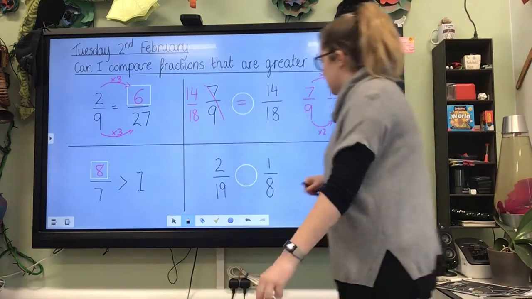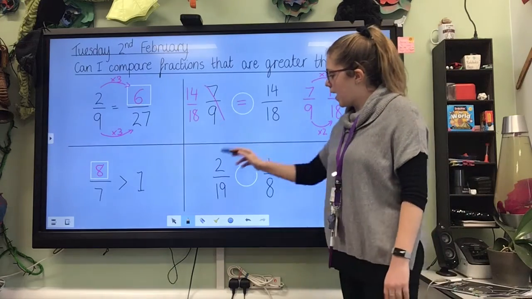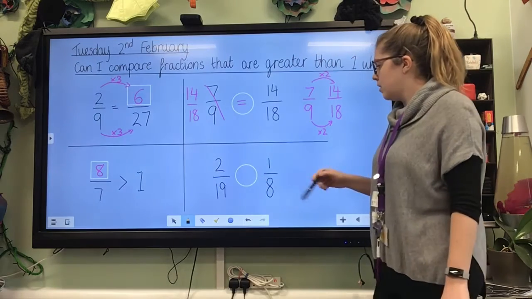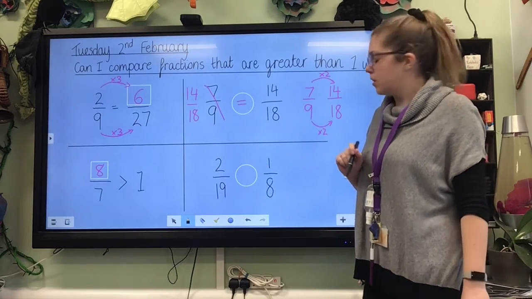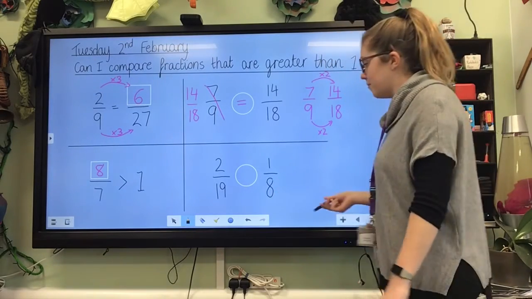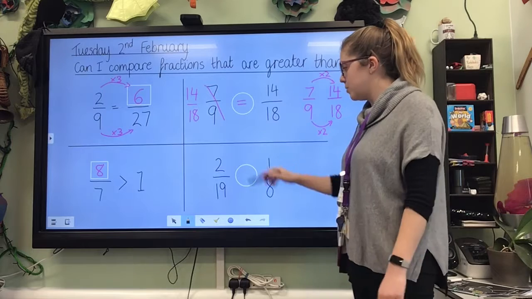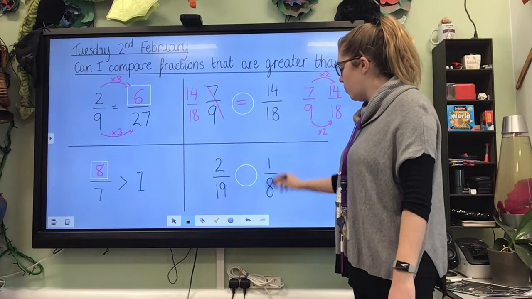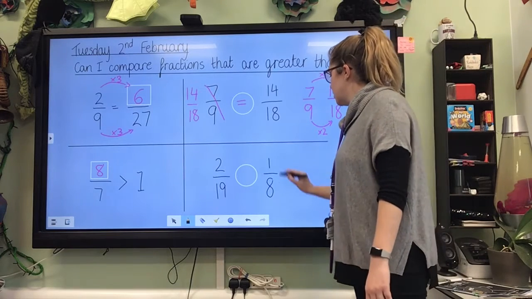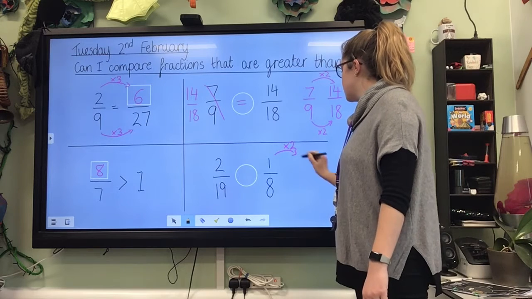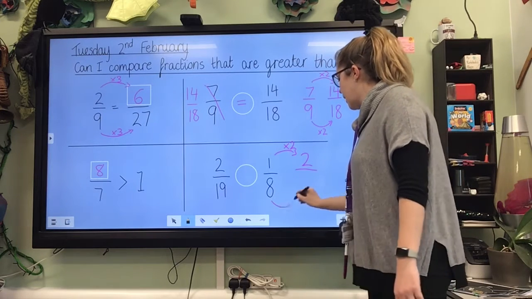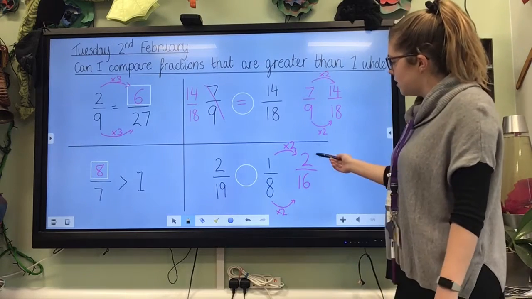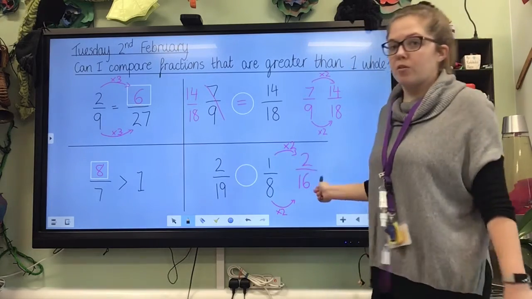And our last warm-up question, another comparing one. We can see that we've got 2 19ths and 1/8. Can you all see that? Right, this one is a little bit different because you should have spotted there isn't a relationship between these numbers. So what I'm going to do, I could convert my 1/8, I'm going to multiply both of them by 2. That's going to give me 1 times 2, which is 2. And then I'm going to do 8 times 2, which is going to be 16. Can you see that we've managed to get both of these fractions to have the same numerator?